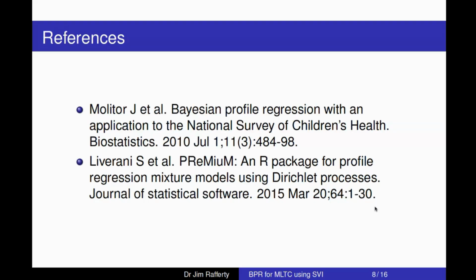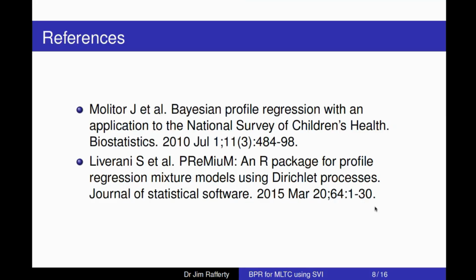Since that paper, there's been continuing work over the years, and there's a very nice package that's been released, described in this paper by Silvia Liverani et al. PReMiuM is the name of the package in R, and that's very accessible. It's very nice for doing Bayesian profile regression in R. They have written a custom sampler to sample BPR models using MCMC, and it supports several different mixture models and also several different response models. So it's very flexible and very useful for having a go with this modeling framework if you want to do that.